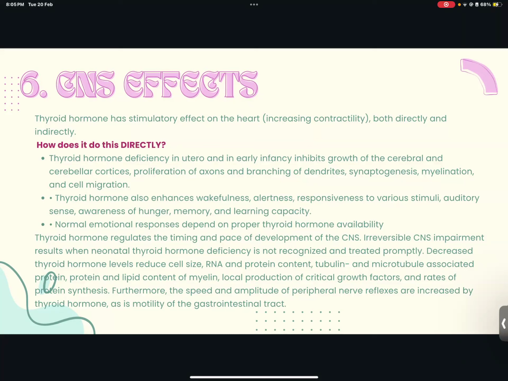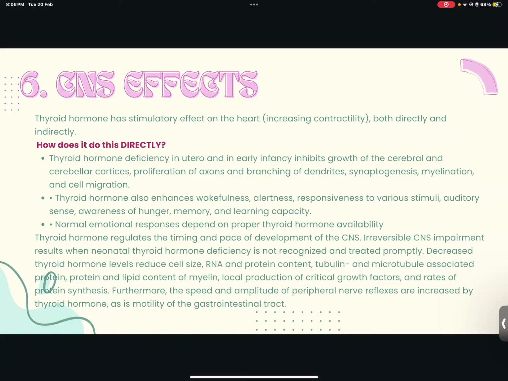And thyroid hormone, if there's a deficiency while the child is still a fetus and in the mother's uterus, or if the child is in his early infancy, this will cause an inhibited growth of the cerebrum and the cerebellum, and it'll also cause decreased amounts of axons, synapses, dendrites, myelination, and all of those will cause neurological deficits in the child. So thyroid hormone in an adult is important for wakefulness and alertness and responsiveness.